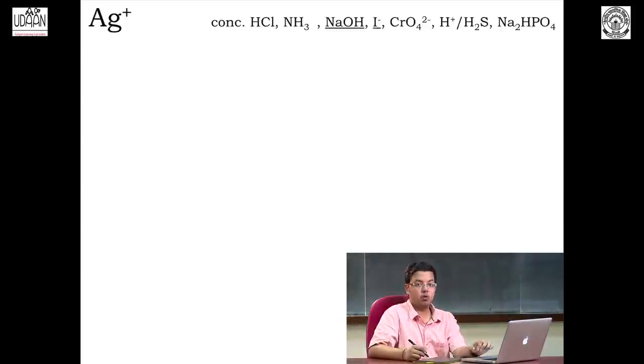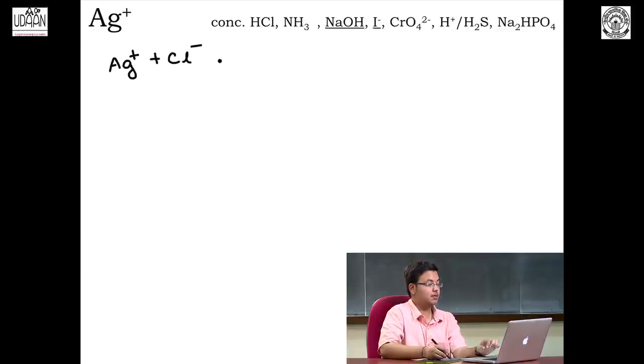The second member of group 1 analysis is silver. Again, since it is a member of group 1, we have Ag+ plus Cl- giving a precipitate of AgCl. This is curdy white.